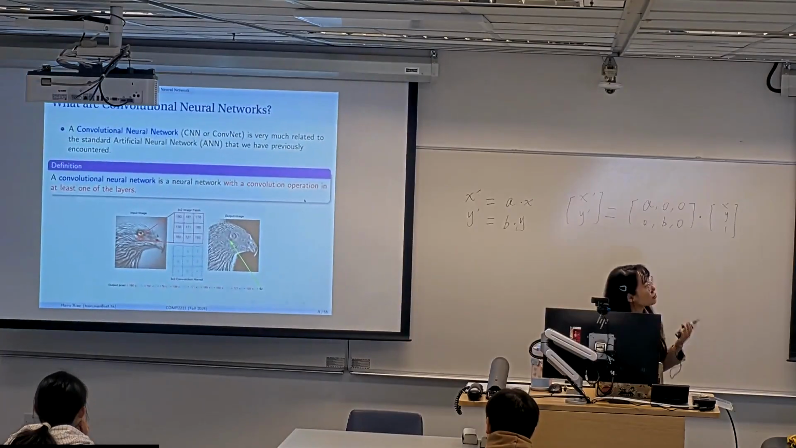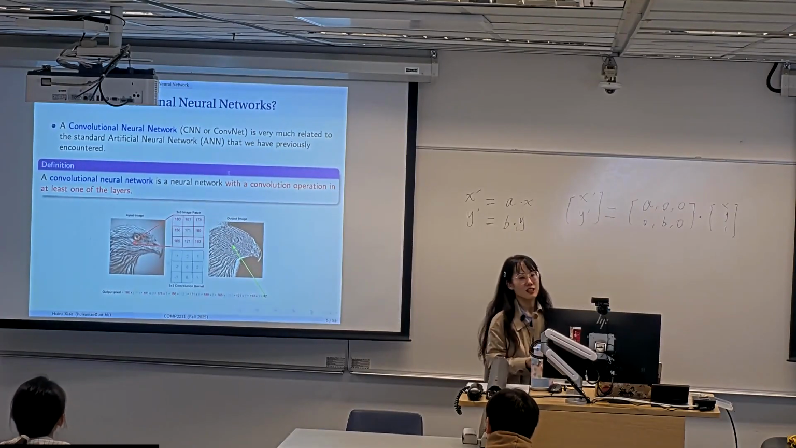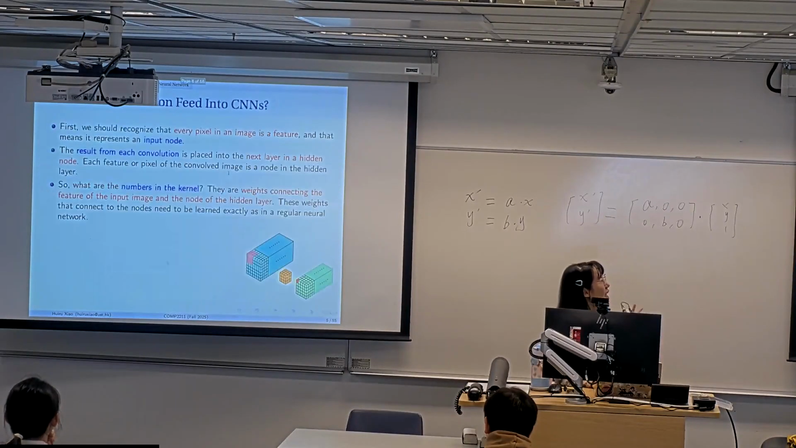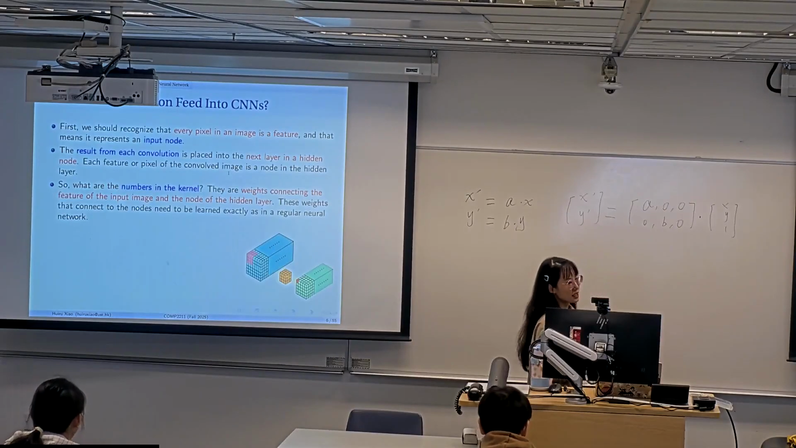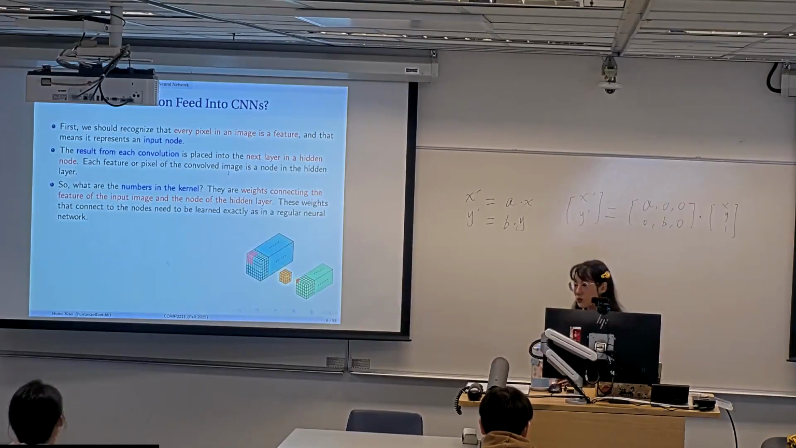And for a convolutional neural network, as long as we have at least one convolutional operation in the neural network, then it's already called CNN. Now, how does the convolution fit into CNN? How can we have some convolutional operation in a neural network?